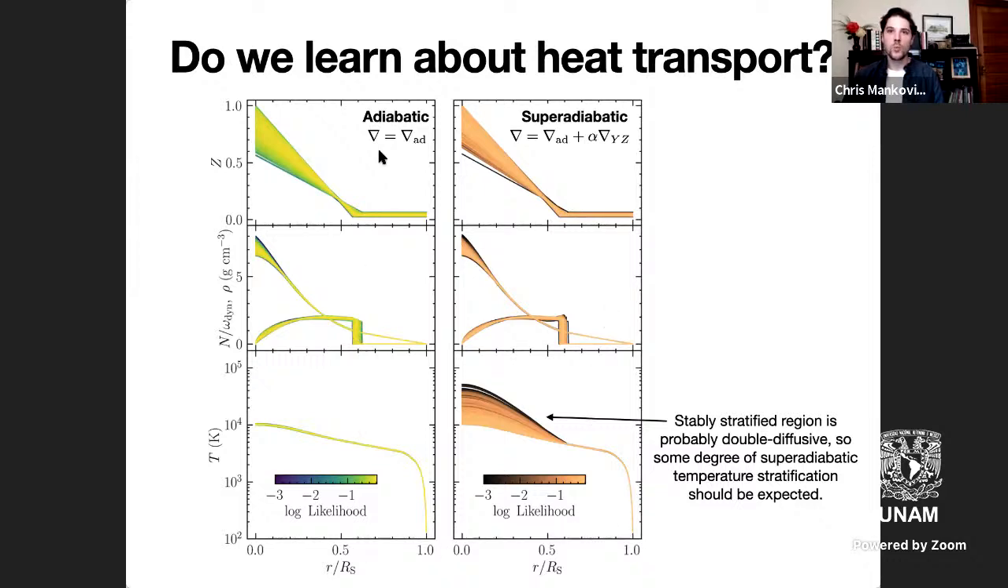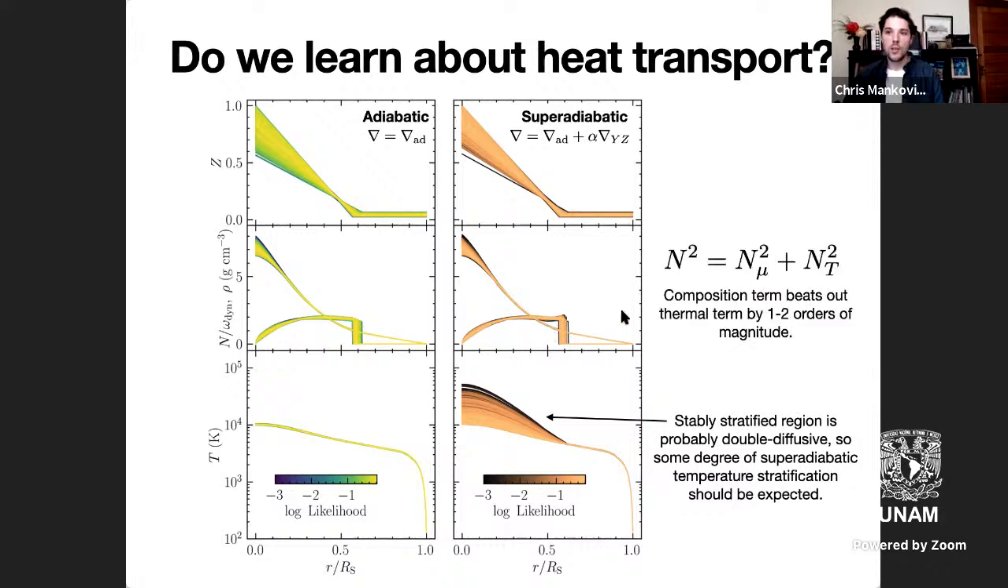We pursued a bunch of super adiabatic models that allow this composition gradient to be undergoing some other form of mixing, like double diffusive convection, that would give you super adiabatic temperature profiles. But the answer is that it really doesn't influence the buoyancy very much, and therefore doesn't really show up in the G mode frequencies very much.